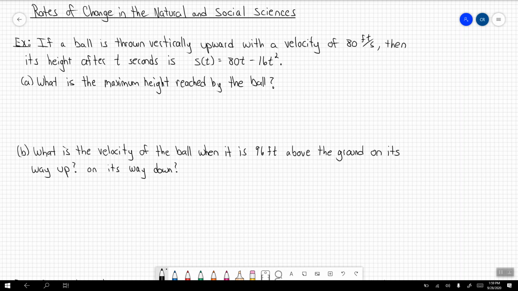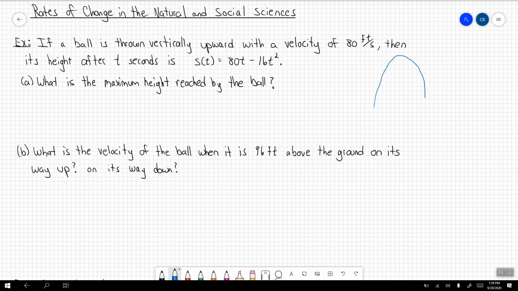In order to establish how to interpret this derivative-wise, we have to identify what type of function we're given. This s of t is a function that when graphed is a parabola, which will naturally open downward because we have a negative 16t squared.